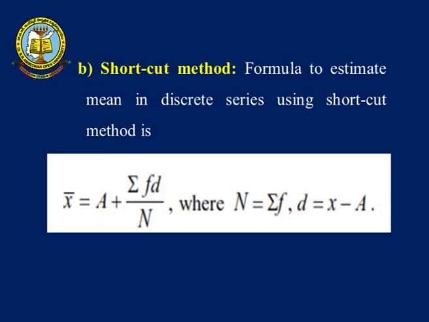Okay, now the shortcut method formula. The formula to estimate the mean in a discrete series using the shortcut method is x bar is equal to A plus summation fd by N. Again, N is equal to what? Total frequency. D, we already know, is the deviation. D is equal to x minus A, where A is an arbitrary value. Now I can give one example for both cases.